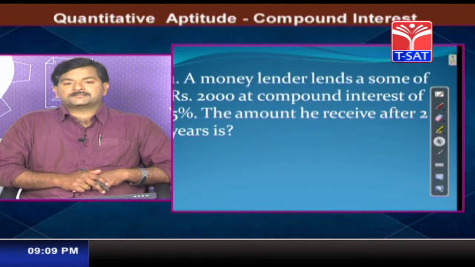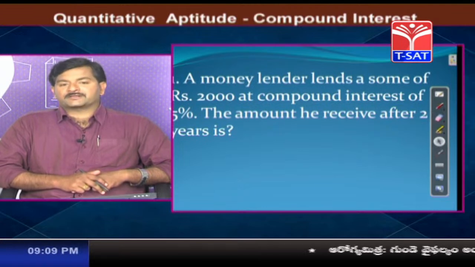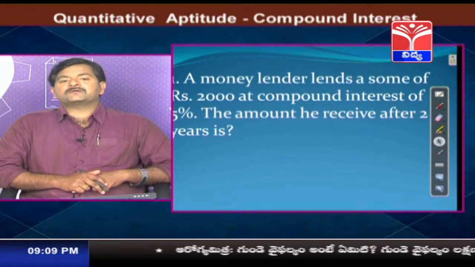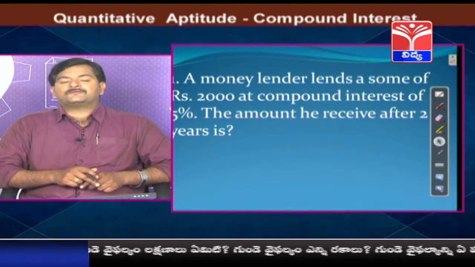Okay. So now here is the first question regarding compound interest. What is the question? A money lender lends a sum of rupees 2000 at compound interest of 5%. He asked to find the amount he received after 2 years. What is given? The P value is given: 2000 rupees. Next, the rate of interest is given: 5%.